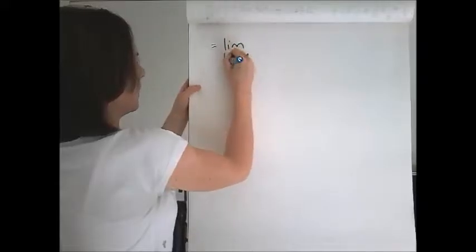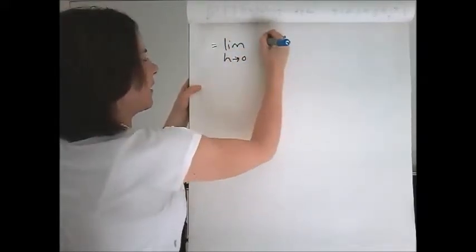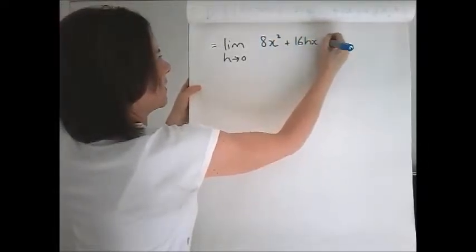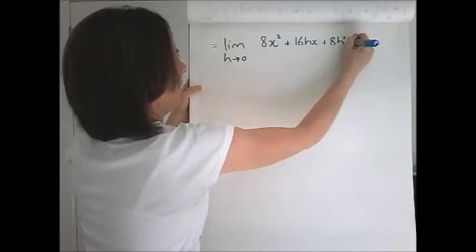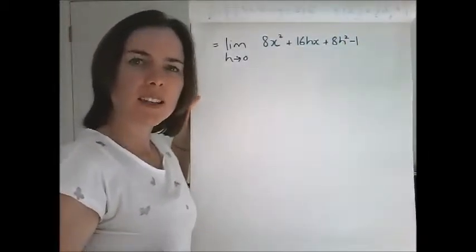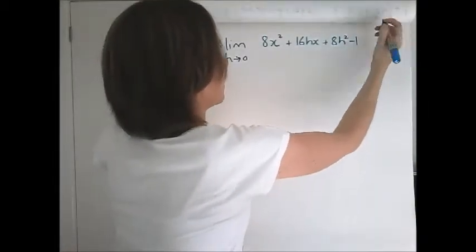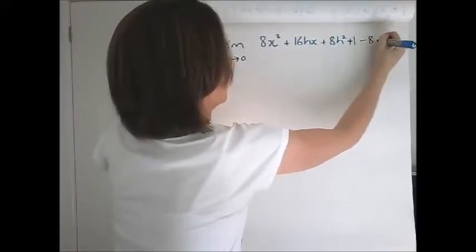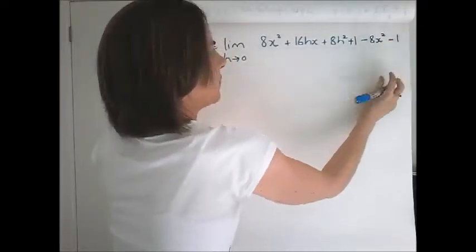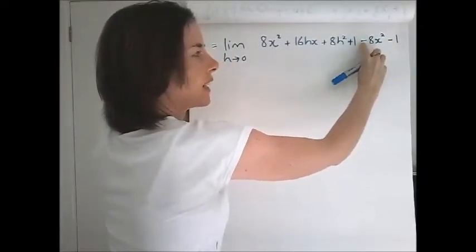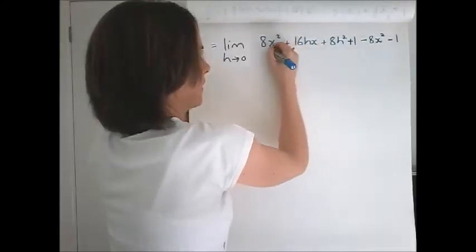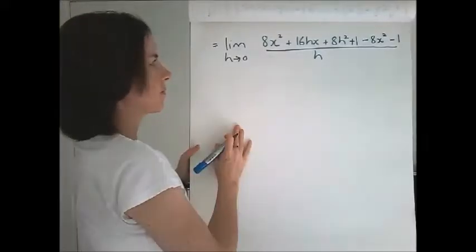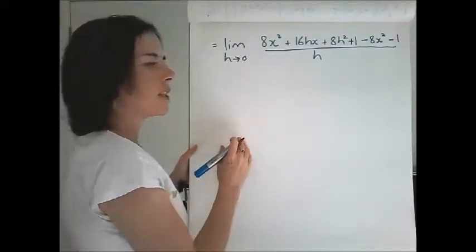So we have the limit as h approaches 0 of 8x squared plus 16hx plus 8h squared plus 1. Then we had the negative out the front of the bracket. So, oh sorry, that was a plus. So minus 8x squared minus the 1. I've removed the bracket that had the negative out the front, so the 1 becomes negative. Then we simplify that.